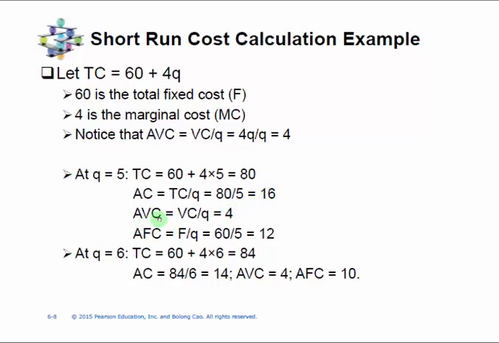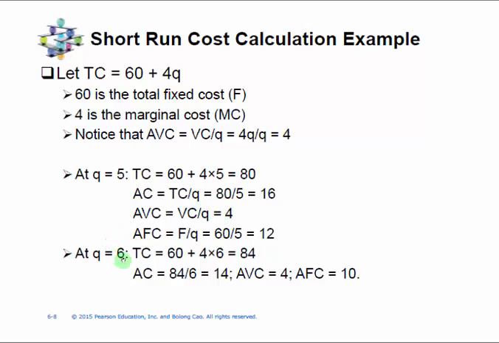What is the average variable cost here? It's 4. We have done the calculation. You can say it's 20 divided by 5, right? It's 4. What is the average fixed cost? It's the fixed cost 60 divided by the quantity 5. You have 12. Again, if you want to see the average total cost, it will be 12 plus 4, the average fixed cost plus the average variable cost. You have 16, right? 12 plus 4 is 16.